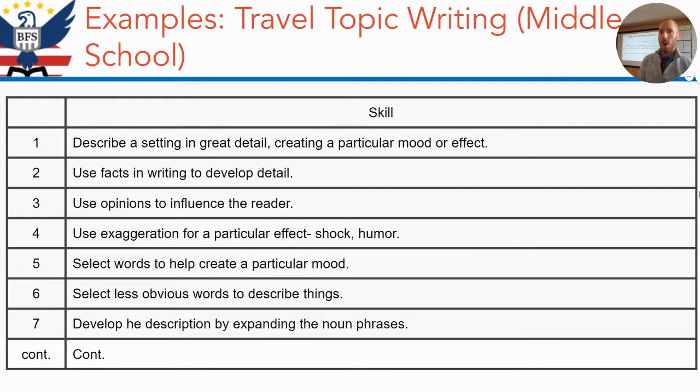Now, the first two are going to be various ELA examples. This first one's from middle school. The second one you're going to see is from high school. Now, this middle school example has many more than 7 criteria. This would be for travel topic writing. I think in the actual example, it had about 15 different rows of criteria.